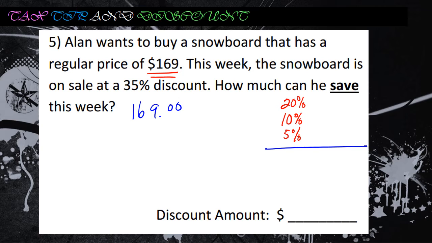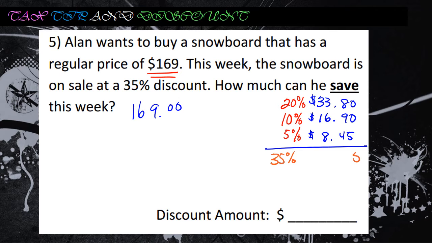If we move our decimal one place value to the left, that gives us a discount of $16.90. So you can see I'm writing that right next to 10%. To get 5%, 5% is just $8.45. And for 20%, I'm taking that 10% times 2, which gives us $33.80. To get the total discount, I'm adding all three of these discounts together to get 35%. This is what we're looking for, our discount.